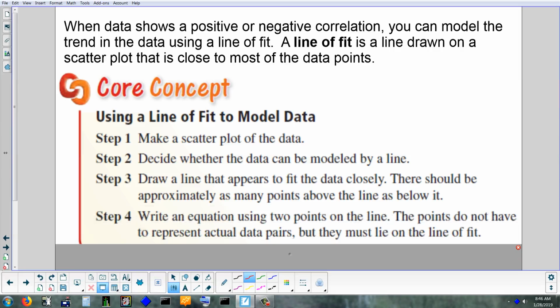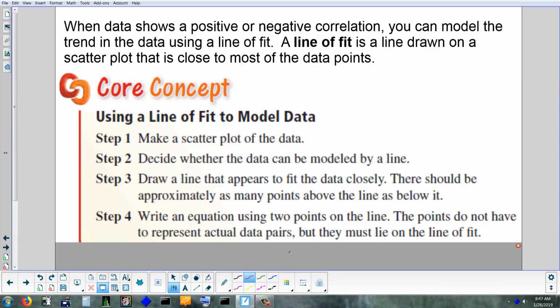Step 4, it's the last step, right? All right, so write an equation using 2 points on the line. The points do not have to represent actual data pairs, but they must lie on the line of fit. That means you don't have to pick 2 of the data points to figure out your slope. As long as there are 2 points that lie on your line, I should say.